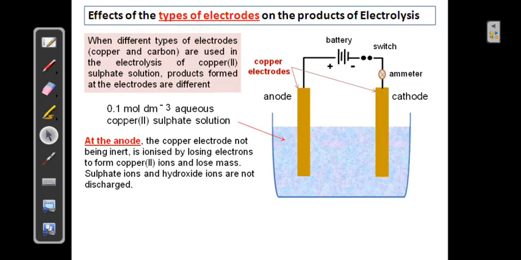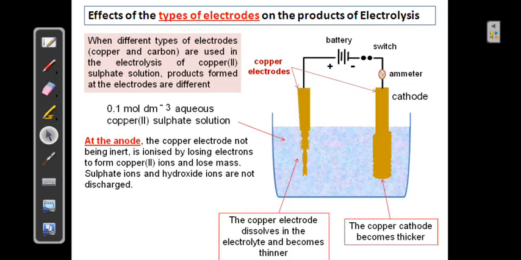So what happens when the copper anode gets ionized and loses its mass? The copper electrode dissolves in the electrolyte and becomes thinner, whereas the copper cathode becomes thicker, because the ions will travel to the cathode and stick to it. As a result the cathode becomes thicker, and the anode becomes thinner. Sometimes it will disappear totally.